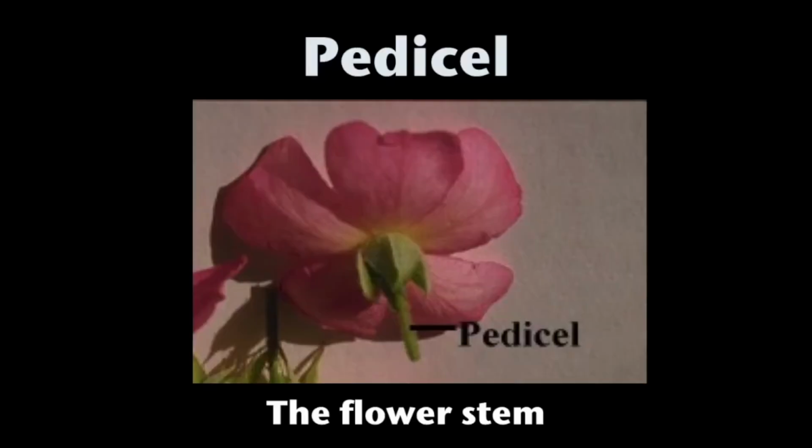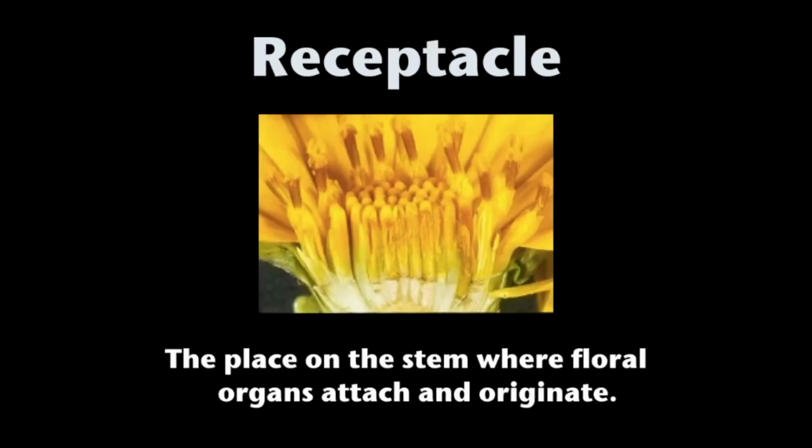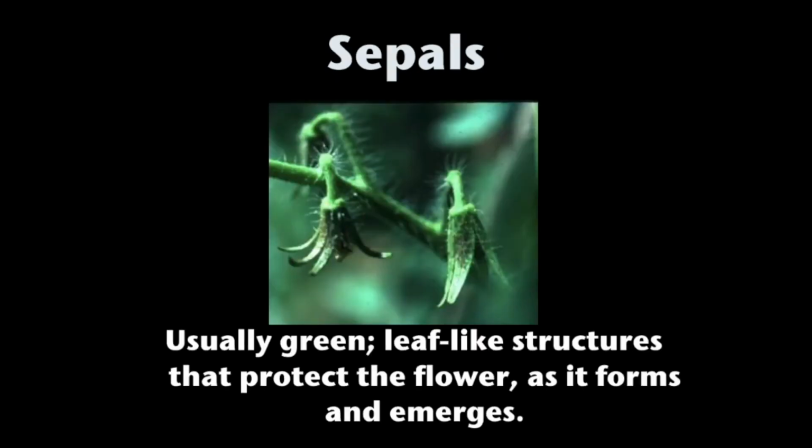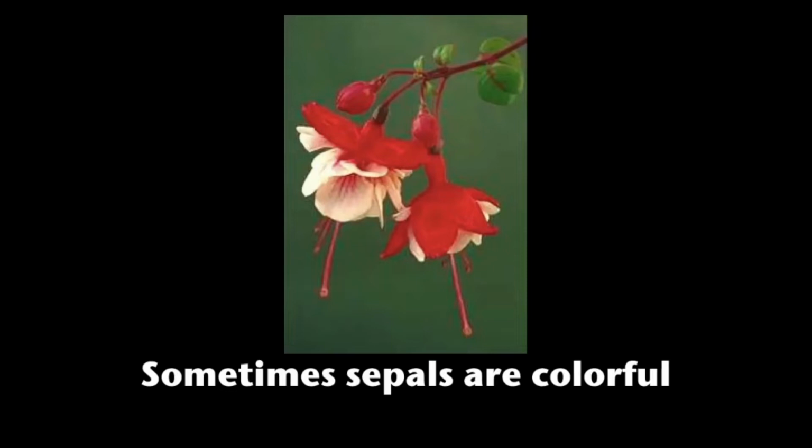The pedicle is considered the upper portion of the flower stem. The receptacle is the place where the stem holds the floral organs together. This is the upper portion of the stem where the stamen and ovary attach. The sepals are the green leaf-like structures underneath the petals. As I just said, many times they are green, sometimes they're the same color as petals. The sepals can be very colorful, looking like petals.